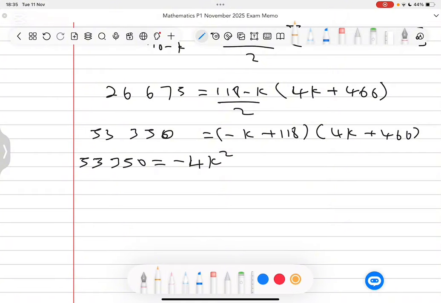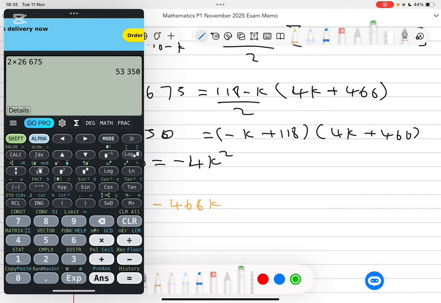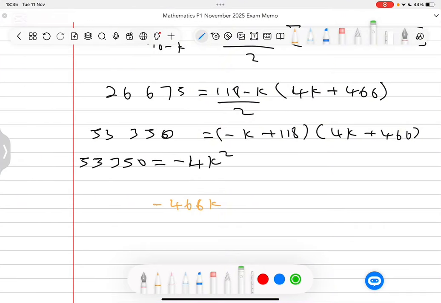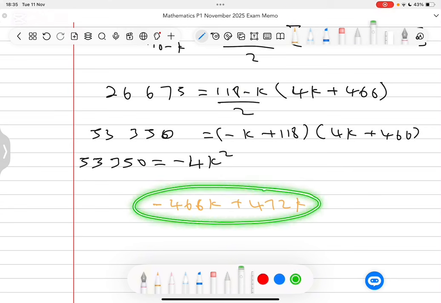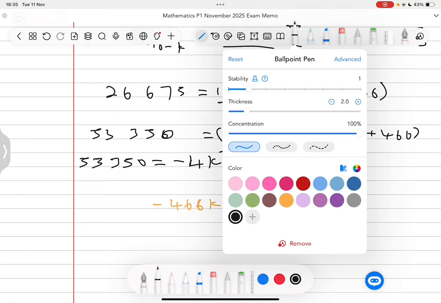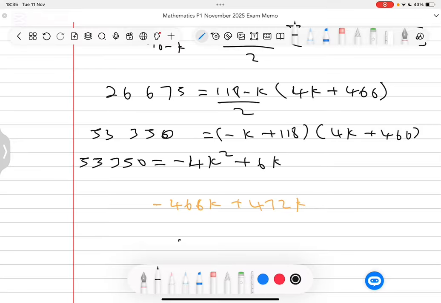This should give me negative 466k. And now we are going to say 118 times 4. I can use a calculator for that. 118 times 4 says we have 472. So we're going to have a plus 472k. Remember, we have a k here. And if we combine these two, you say 466 minus 472, that should give us positive 6k, right? I see a positive 6k there.